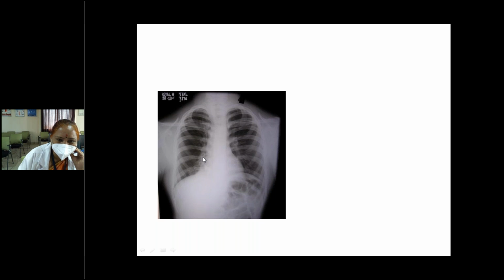Hilar lymph nodes. Hilar lymphadenopathy means homogeneous opacity with rounded margins, usually here and here also, upper hilum and middle hilum. Here is the lower zone. Are you able to see? In between the haziness there are small translucencies like cystic lesions. It looks like a honeycomb or not? Yes, honeycomb appearance. In which condition?